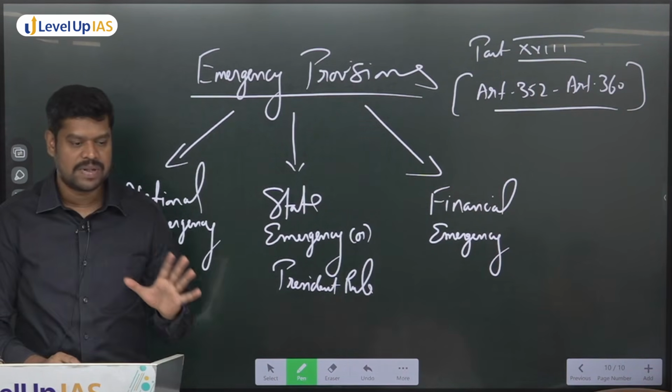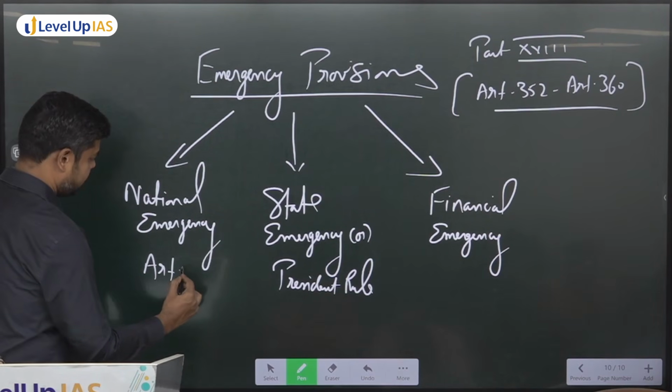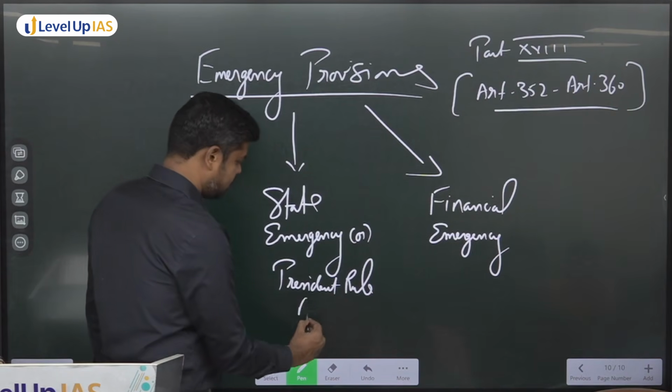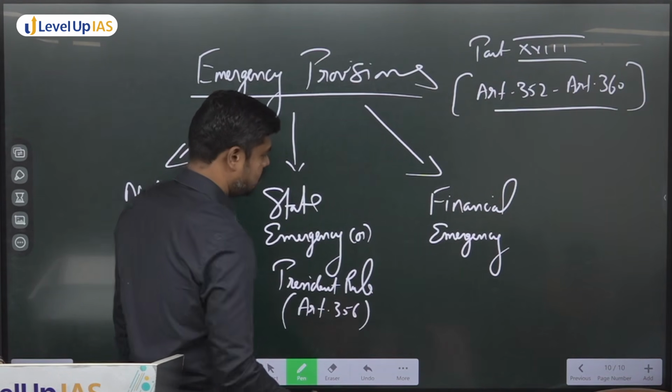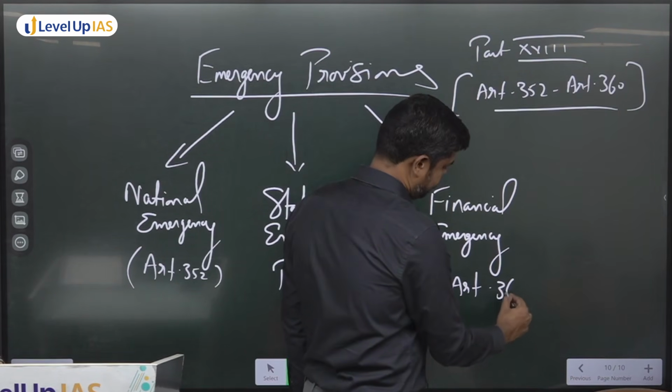And just to remember the relevant articles right now. The national emergency can be imposed under article 352. The state emergency or the president rule can be imposed under article 356. And the financial emergency can be imposed under article 360.